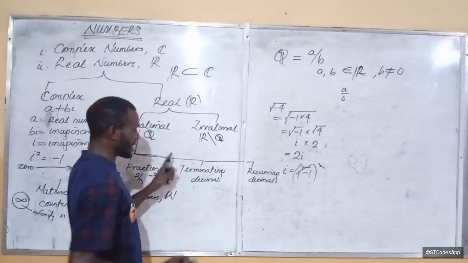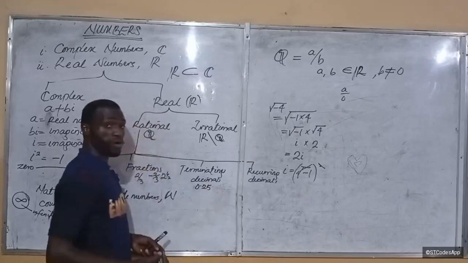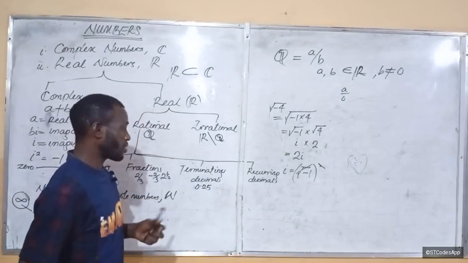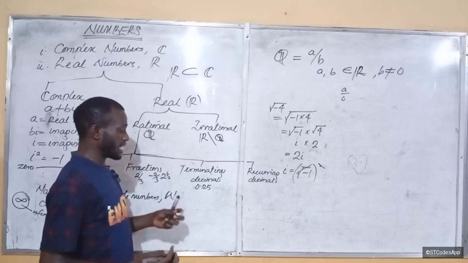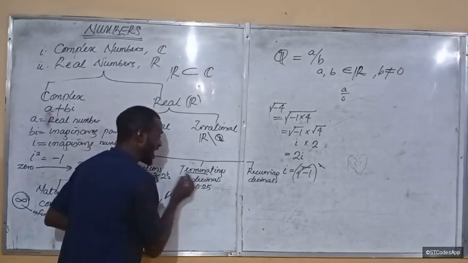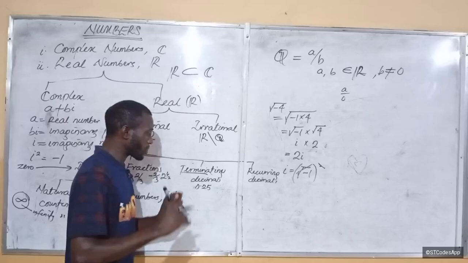Then we now have terminating decimals, such as 0.25 from 1 over 4, 0.5 from 1 over 2, 0.6 from 3 over 5, like that. So those are terminating decimals. Why are they terminating? Because they have an end. They stop here. Okay, they are terminating, they can stop.